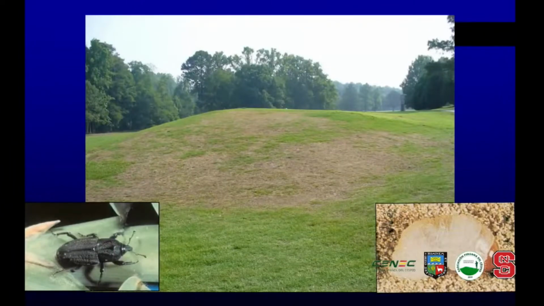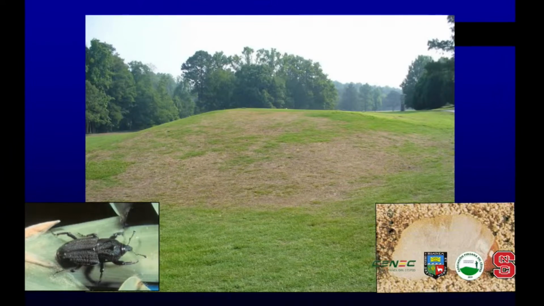This is what we typically see in damage from them. Now, this is a warm season turf. This is a Bermuda grass, but the damage often looks the same. It's oftentimes not really large areas, and it's in kind of irregular shape patches or areas. On the lower left, you see the beetle, and on the lower right, you see the grub. The grubs are not very large, maybe 6 millimeters long or so. They have no legs, which makes them different from the bigger white grubs that we saw earlier.